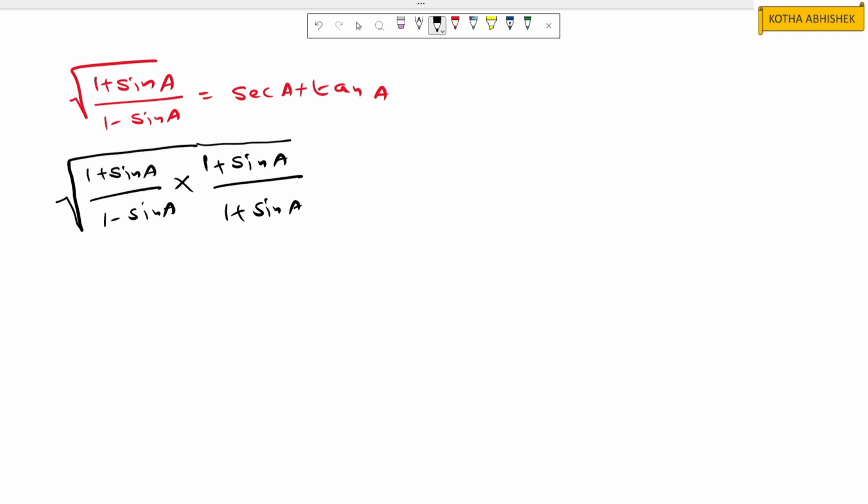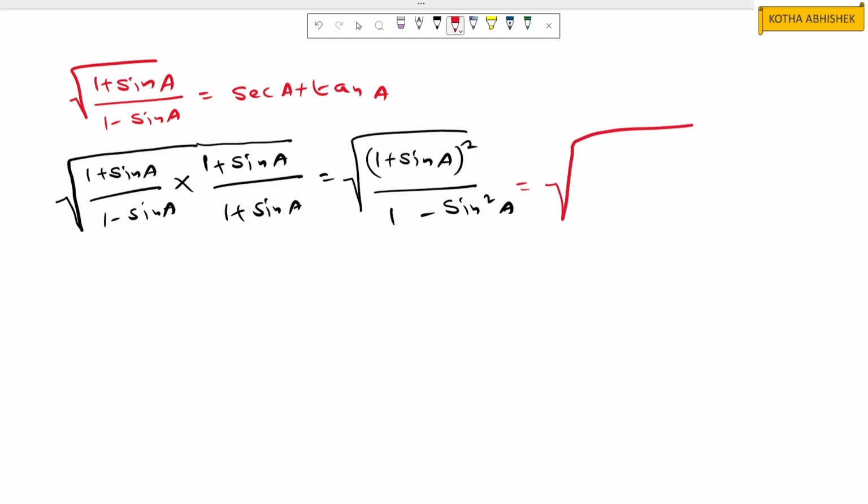Extend the under root completely. Now, if you observe the numerator, 1 plus sin A into 1 plus sin A, that is 1 plus sin A whole square. Whole divided by, in the denominator we have 1 minus sin A into 1 plus sin A, that is in the form of A minus B into A plus B, which is A square minus B square. So 1 minus sin A into 1 plus sin A can be written as 1 square minus sin square A. Anyway, 1 square is just 1 only, so I am removing the square. Now, under root 1 plus sin A whole square divided by 1 minus sin square, the formula is cos square.